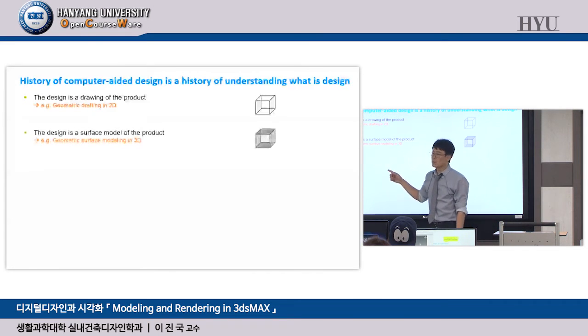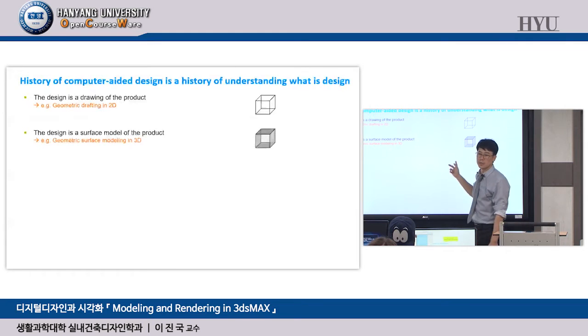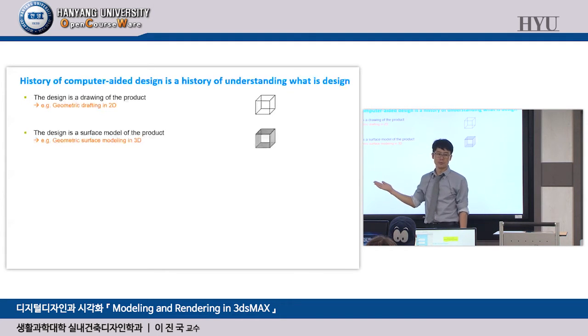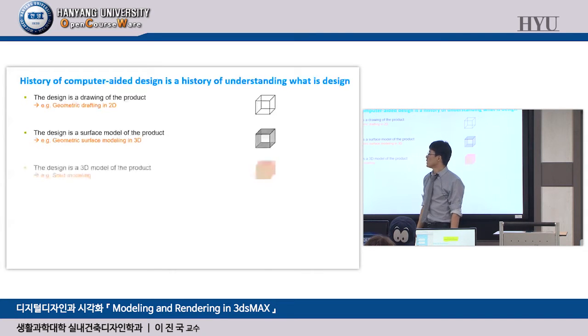But some smart people invented the 3D surface-based model approach, okay? Surface-based 3D representation. It's 3D, okay? You can rotate this box. You can see top view, front view, section, and so on. Geometric surface modeling in 3D, that is the so-called surface-based 3D model. Even smarter people suggested and implemented the 3D solid modeling approach.